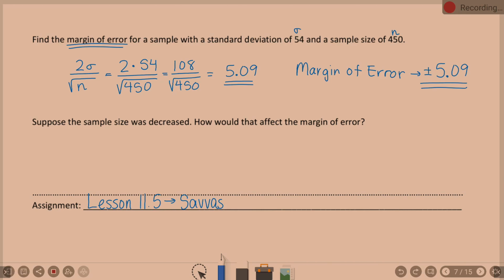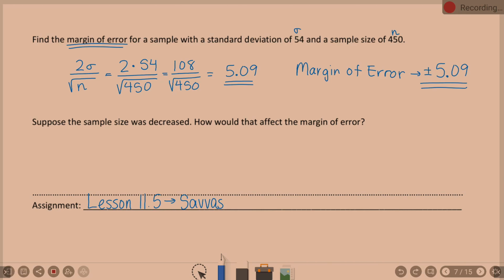Okay. Now, think about this, but then you can also use the one we just did as one that you can play around with. Suppose the sample size was decreased. So suppose we made the sample size smaller. How would that affect the margin of error? It would decrease. It would what? Sample size is in the denominator, right? So if sample size decreases, you're going to be dividing by a smaller number. Oh, it's going to go up. So your margin of error is actually going to go up.